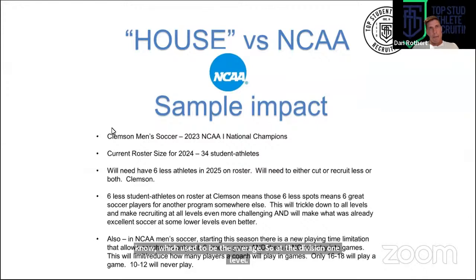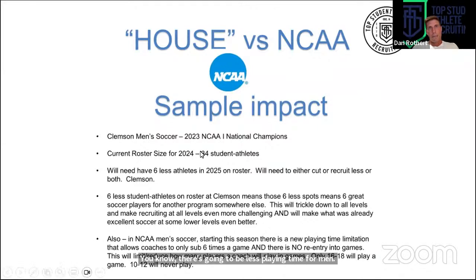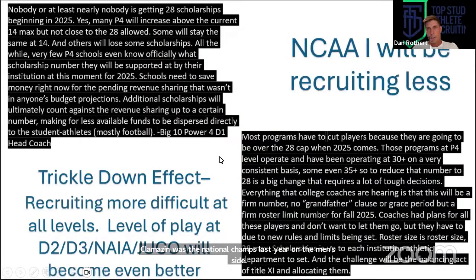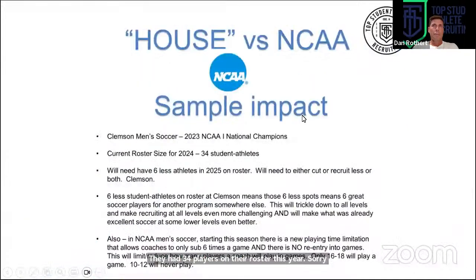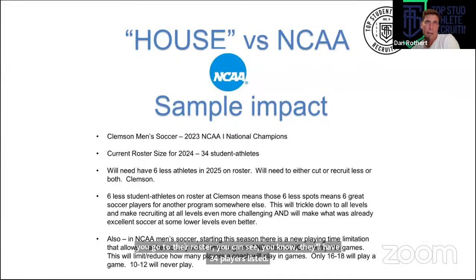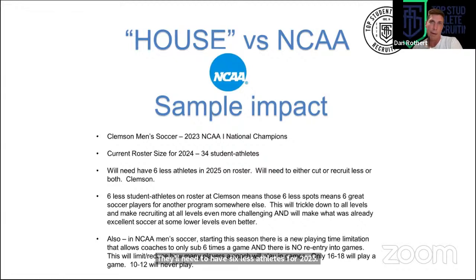So here's a real quick sample that I've done before. Clemson was the national champion last year on the men's side. They had 34 players on their roster this year. If you go to their roster, you can see they have 34 players listed. Well, they'll need to have 6 fewer athletes for 2025. So they either have to cut or recruit less or both, depending on how things play out for their team. And that's going to trickle down to other levels, right? This player that is maybe either cut from Clemson's roster or not being recruited by them anymore is going to go to a lower level Division I.